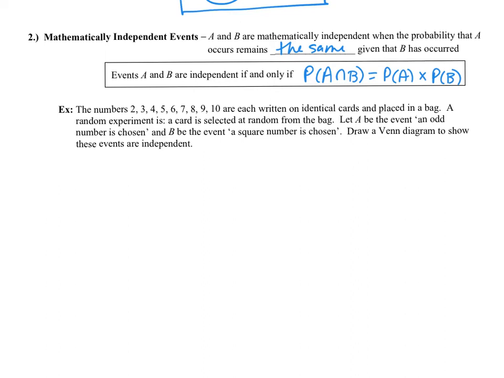This has a typo in it. I need you to mark out number 10. That shouldn't be in this list. So take that out, and now let's look at the example.